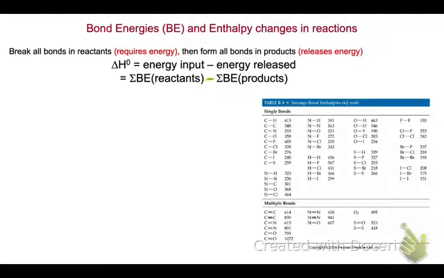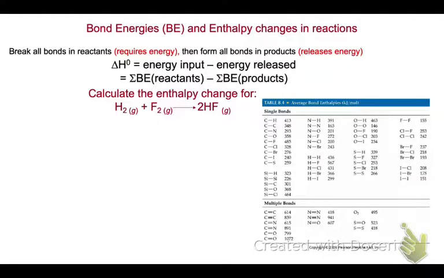I don't have another table that reverses the sign because I want to look at making the bond. They just assume that I understand. If they give me what it takes to break the bond, I reverse the sign, and this is how much energy comes out when the bond is formed. Okay? So now, let's look at what we have.